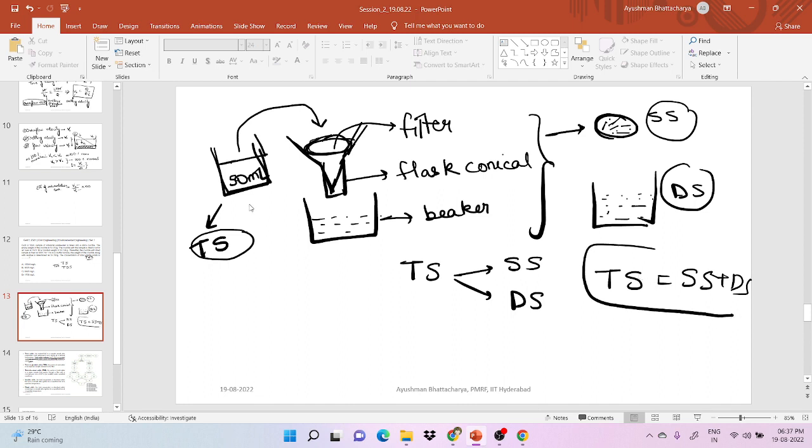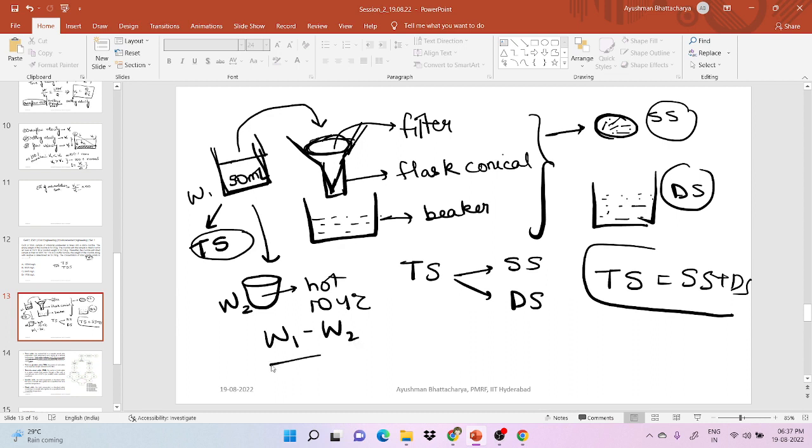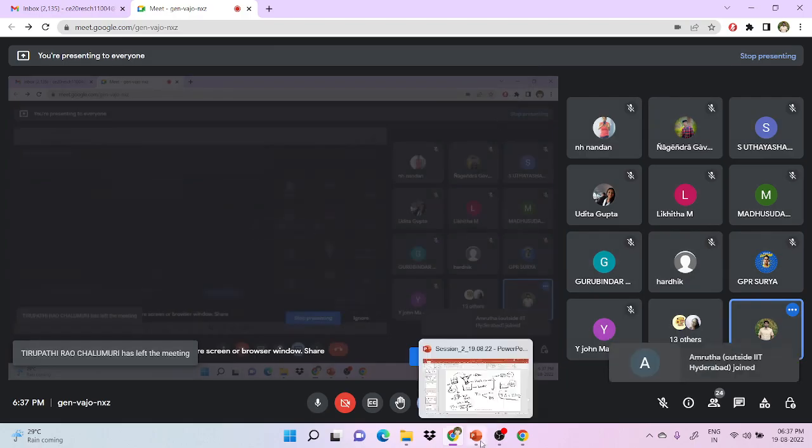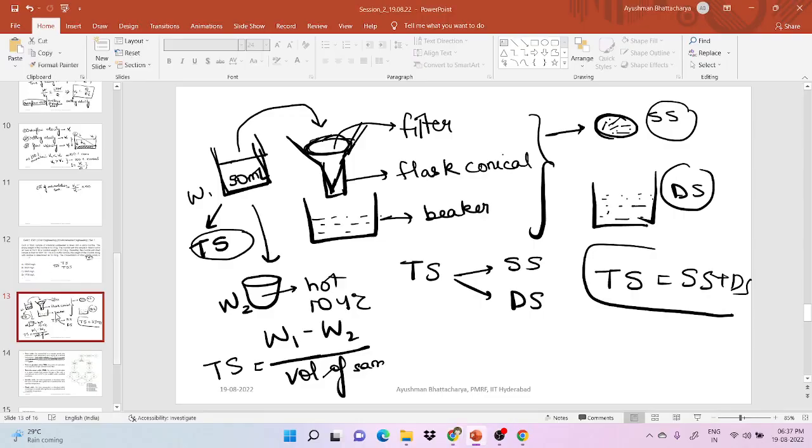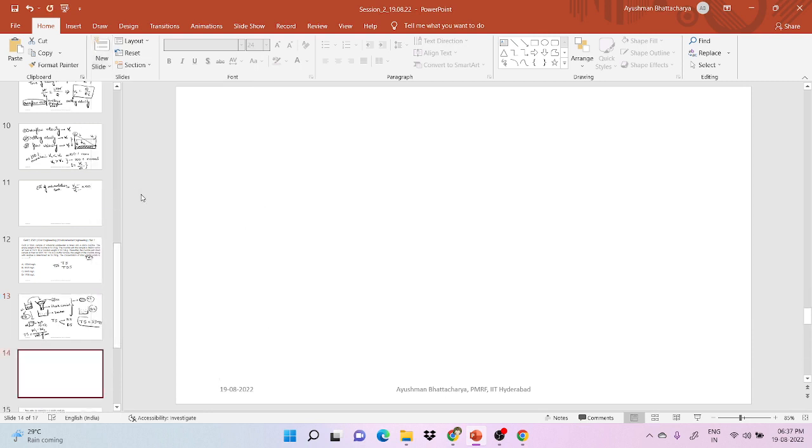Or you can take the 50 ml sample, put it in a crucible, and keep it in a hot air oven at 104 degrees Celsius. Then this will be W1 and this will be W2. Obviously W1 will be greater, so W1 minus W2 upon the volume of sample you have taken will be your total solids. Let's move to the other concept. I hope you have understood this much.